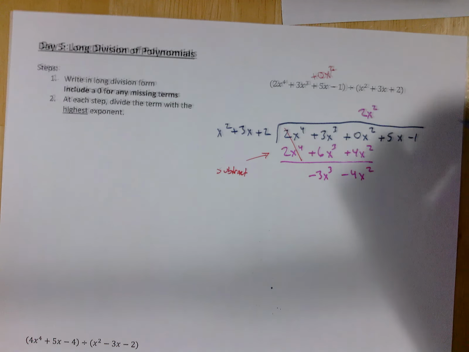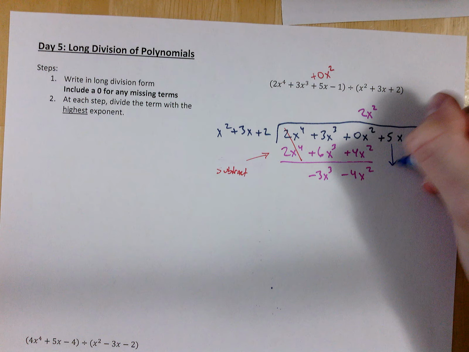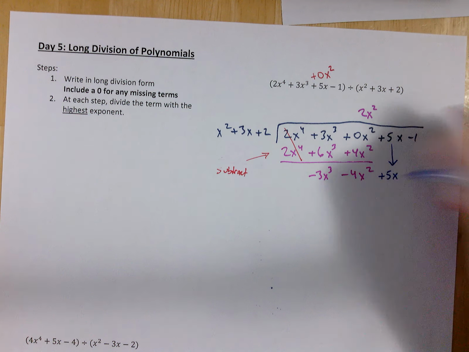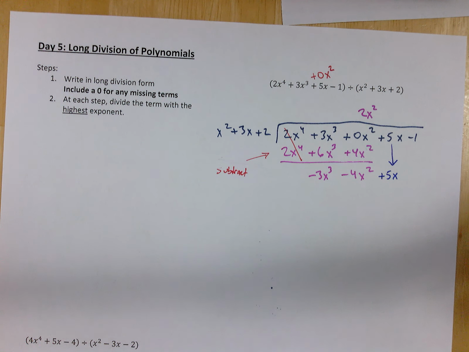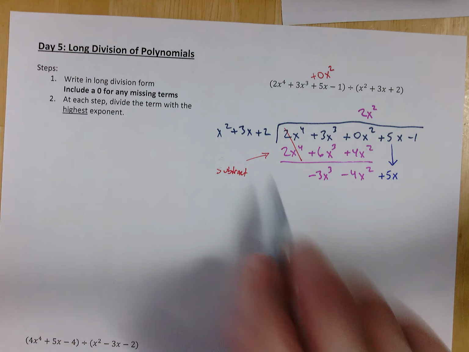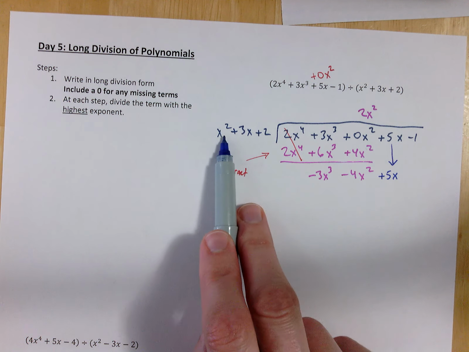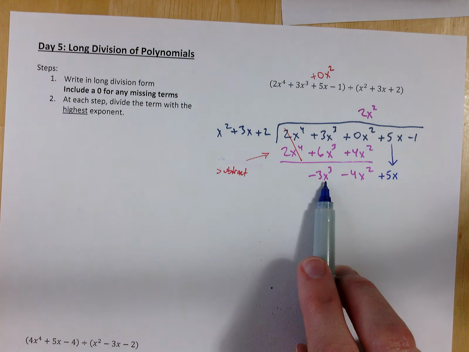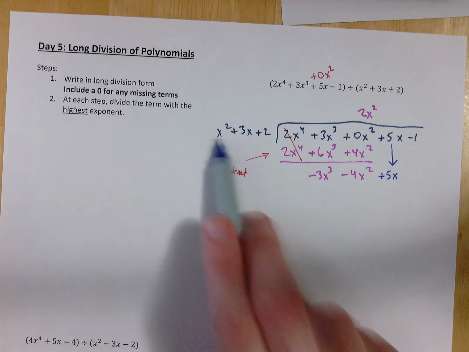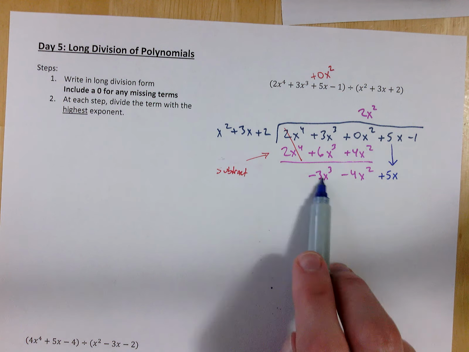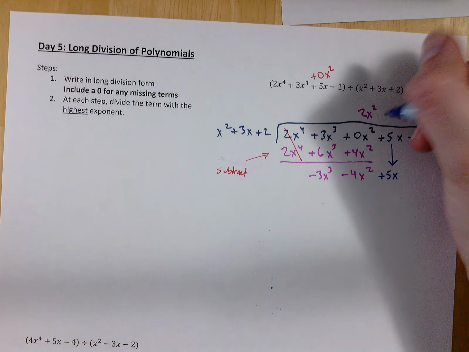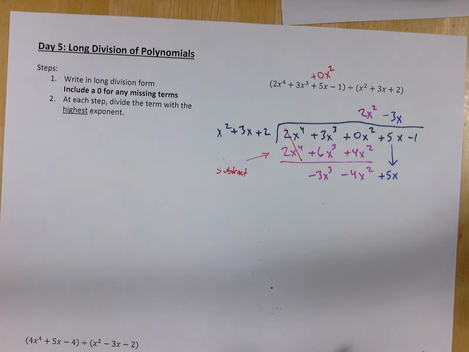All right, so from there, just like in our other problem, the next thing we're going to do is bring down the next term, and then we're just going to rinse and repeat. So I'm going to do the same thing. What do I have to multiply x squared by to get negative 3x to the third? Well, I have to multiply by negative 3, and then I need one more x. So I'm multiplying by negative 3x.